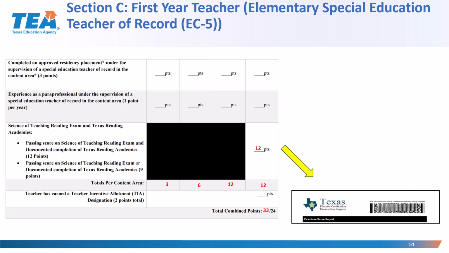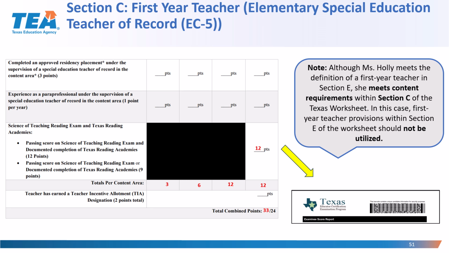Ms. Holly has 33 out of the required 24 points required to meet content competency requirements at the elementary level. Although Ms. Holly meets the definition of a first-year teacher within Section E, she meets content requirements within Section C of the Texas Worksheet. In this case, the first-year teacher provisions within Section E of the worksheet should not be utilized.